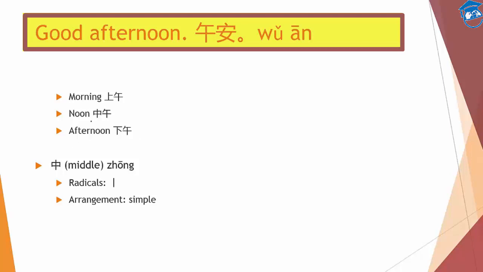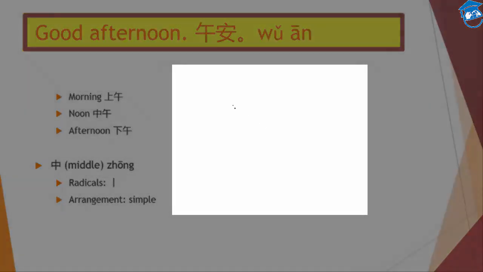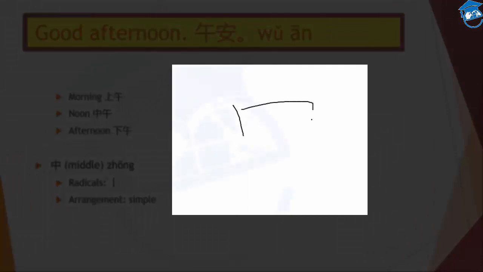so this one is a new word for you. So it means middle. This is the pinyin, 中, and this is the radical, just one vertical stroke. And the arrangement is simple. And here's how I write it. 1, 2, 3, and 4. Okay, this is 中.